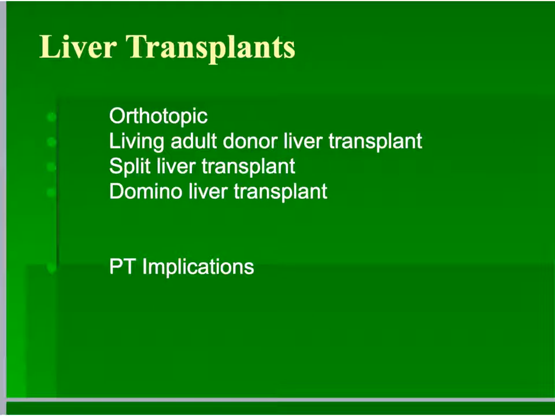The final liver transplant we can see is something called a domino liver transplant. Domino liver transplants are only used for patients who have something called FAP. FAP stands for familial amyloidotic polyneuropathy. Familial, amyloidotic polyneuropathy. So familial amyloidotic polyneuropathy is really an inherited disorder.